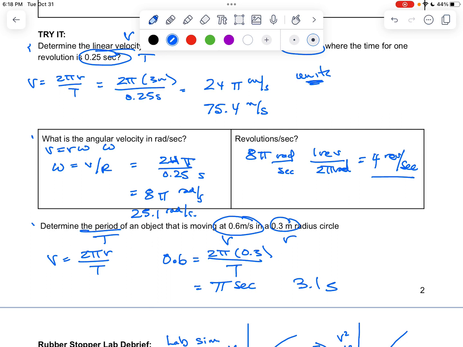And I just wanted to get you introduced to what you'll be doing with the circular motion lab that is coming up next. You will be measuring period and calculating linear velocity of an object that is moving at constant speed in a circle.